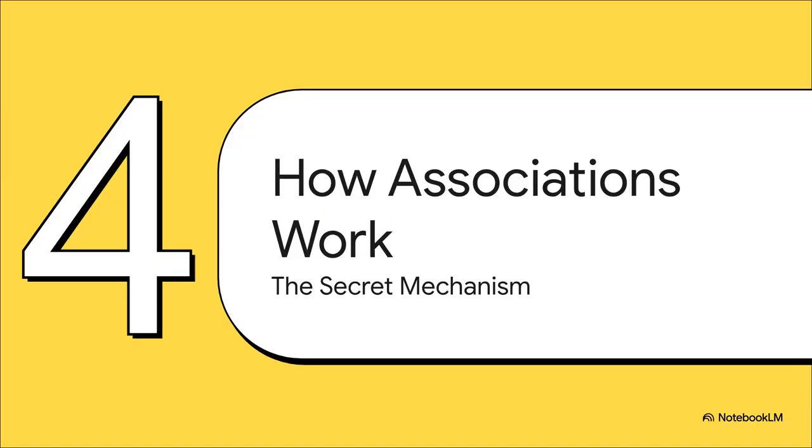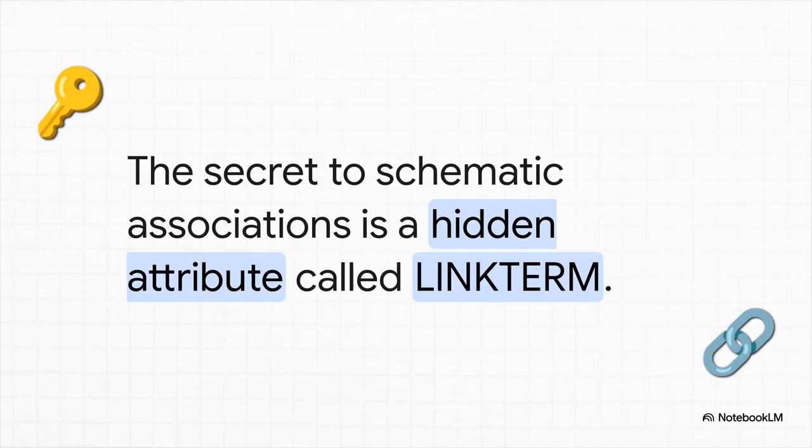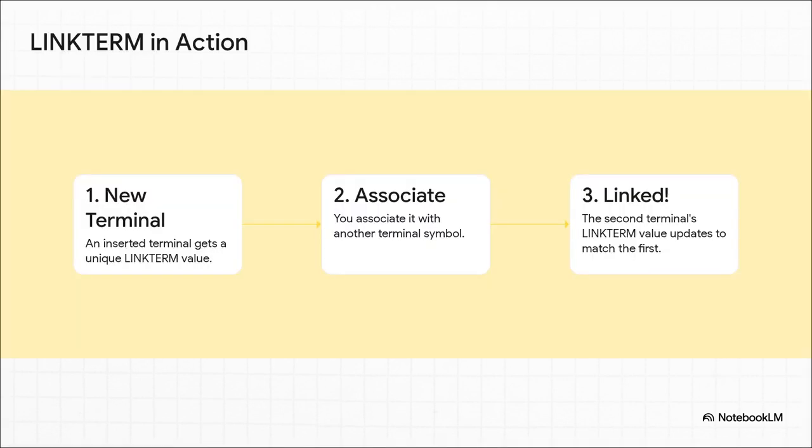So, how does the software actually keep track of all this stuff, right? How does it know that 3 different symbols on a drawing are actually one single component? It's not magic. There's actually a really elegant system working behind the scenes. The entire secret, the absolute key to that whole schematic-to-schematic relationship, it all comes down to one single hidden attribute. And it's called link term. This is the invisible string that ties everything together. And the process is just beautiful in how simple it is.